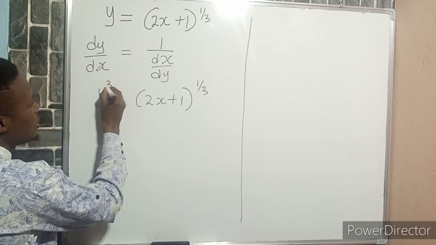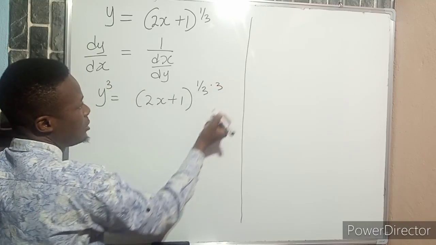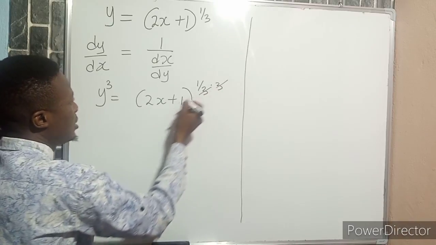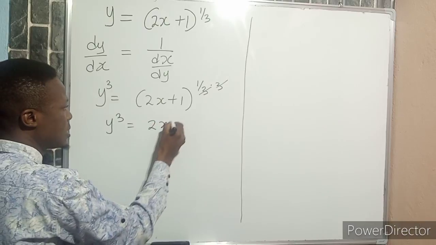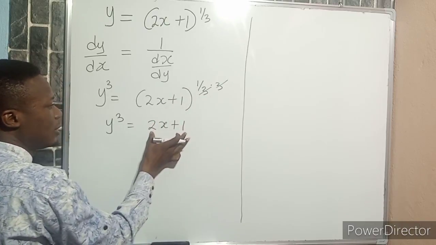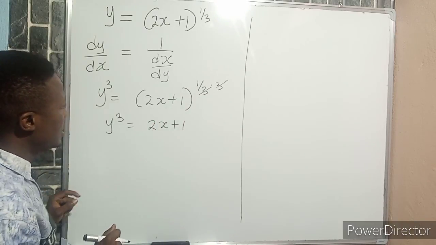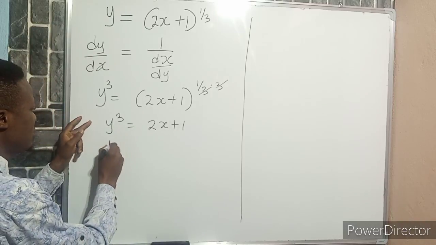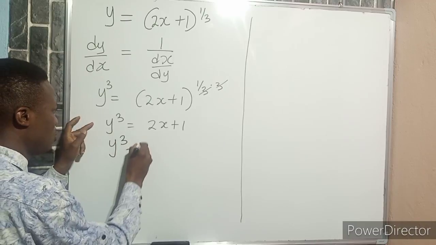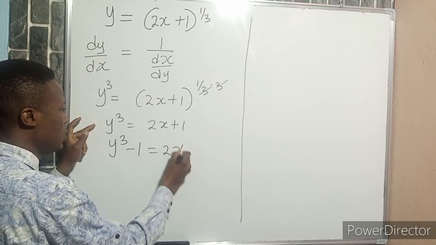So if I raise this side to the power of 3, I'll raise this side to the power of 3. So that 3 will cancel out 3. We shall have that y cubed is equal to 2x plus 1, because power of 1 will not affect this. Then again, this plus 1 will come to this side, it becomes a minus. So you shall have that y to the power of 3 take away 1 is the same thing as 2x.